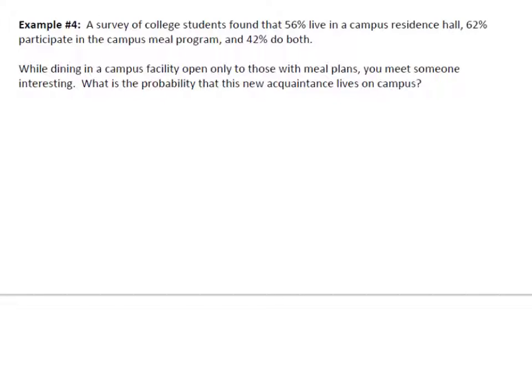So this is a conditional probability because the only way in which you're meeting this person is under the condition that they have a meal plan also. Or I guess they could have snuck into the campus facility to eat, but let's just assume they're on the up and up and they didn't do that. So what I am trying to compute in this problem is, what is the probability that they live on campus given I know they possess a meal plan?